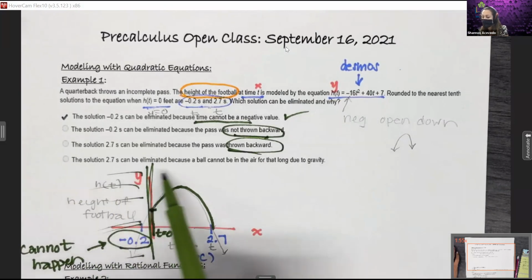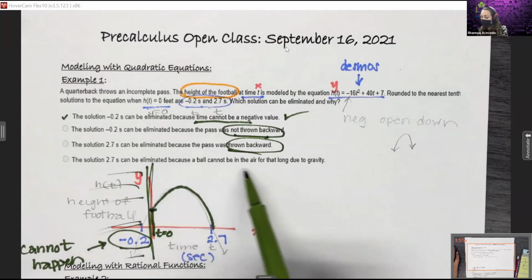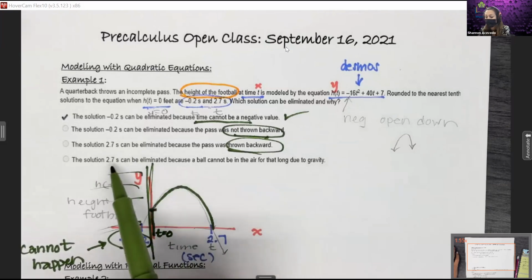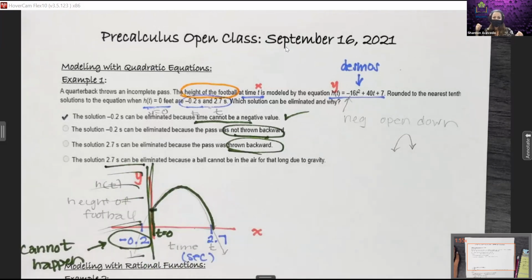And the solution 2.7 can be eliminated because the ball cannot be in the air for that long due to gravity. No, I don't know how long it would be until it hit the ground if I threw it, but stronger people can throw it for longer, weaker people would be shorter. It doesn't have to do with gravity, it has to do with that initial push, the throw of it. So that doesn't matter. That's no reason why that couldn't be an answer. So again, just understanding some of these, none of those make sense. If you understand what's going on here, then it's easy to pick the correct answer.